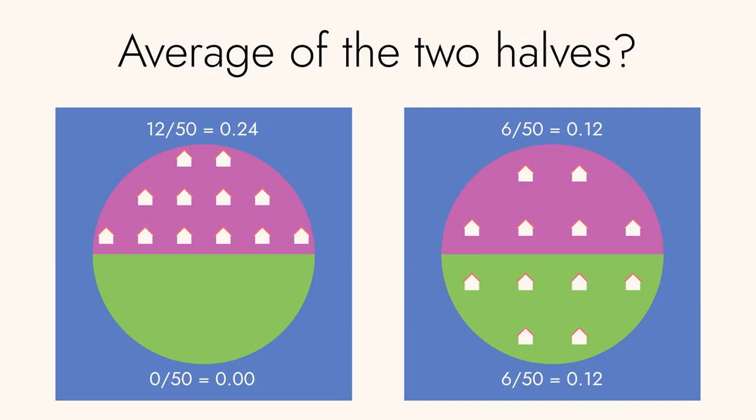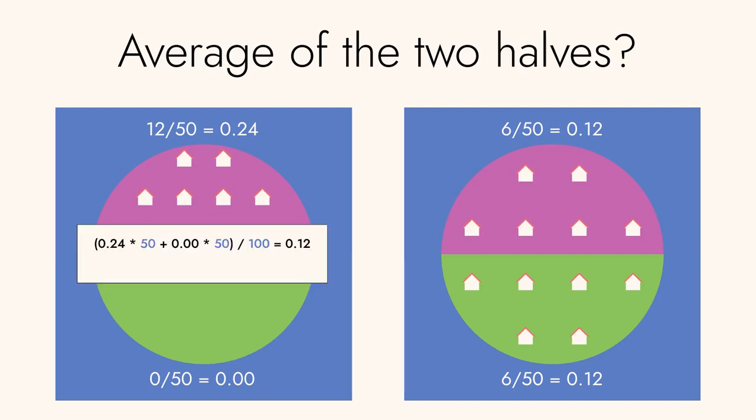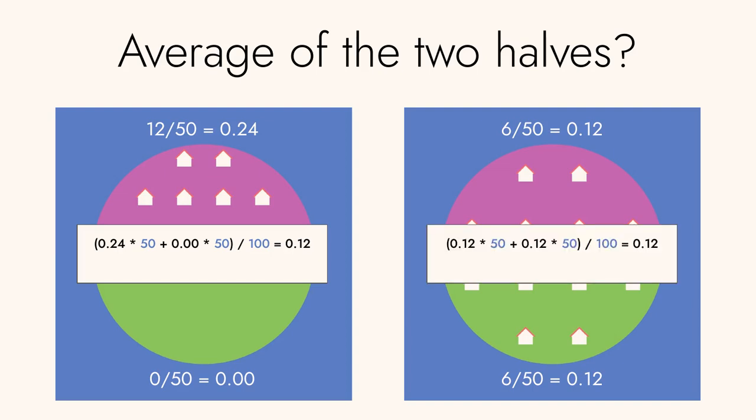Okay, but this is two numbers, and we want one number, right? Like a single density value. So let's take an average. First, let's weight this average by area. Conveniently, basically this is just taking an average because each one is weighted by 50. So in the first case, we end up weighting it by 50 and 50, and it ends up being the average of 0.24 and 0.00, 0.12. The second one, same deal, 0.12, 0.12, average is going to be 0.12.